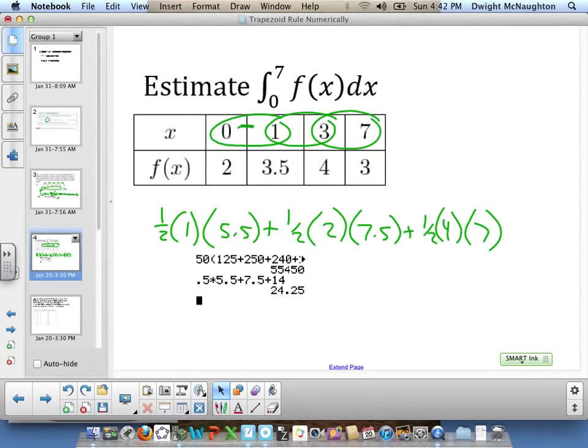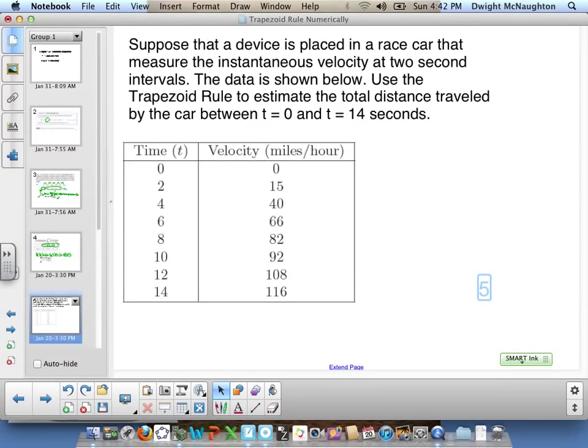Let's go one more. Suppose that a device is placed in a race car that measures the instantaneous velocity at 2-second intervals. The data is shown below. Use the trapezoid rule to estimate the total distance traveled by the car between 0 and 14 seconds. So this race car supposedly goes from 0 to 66 in 6 seconds. Must not win a lot of races.